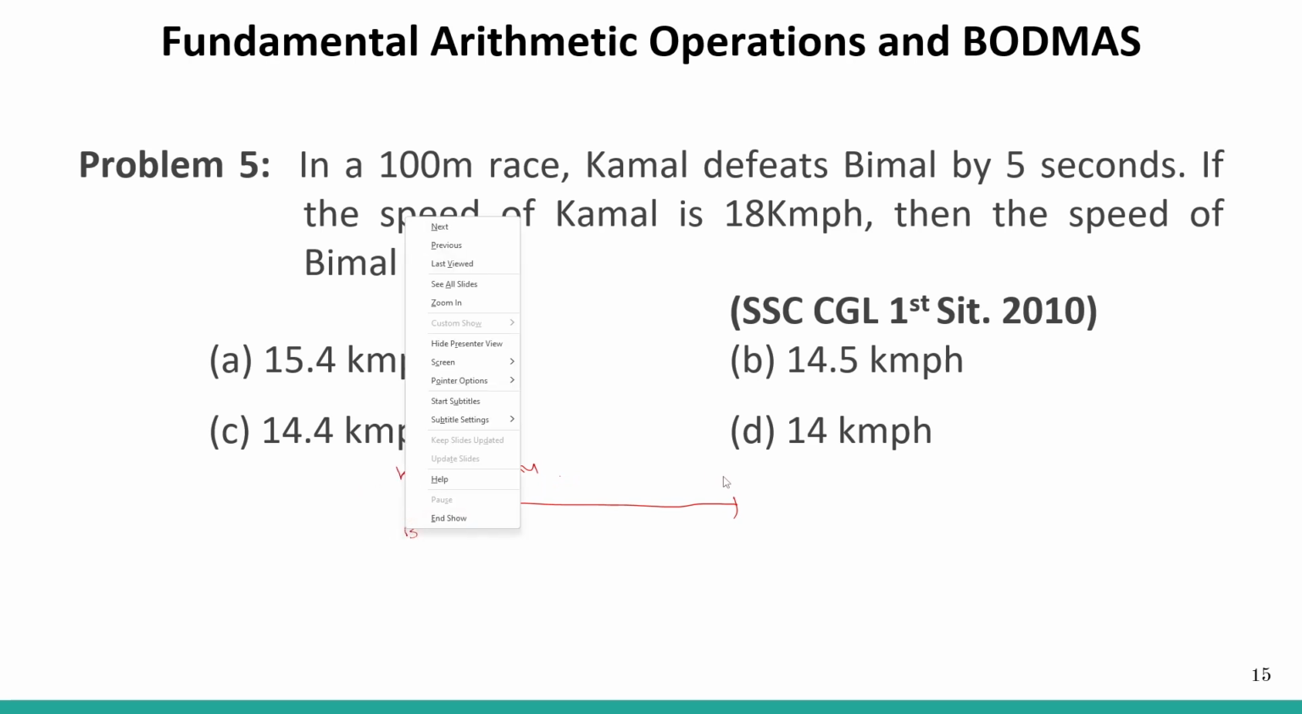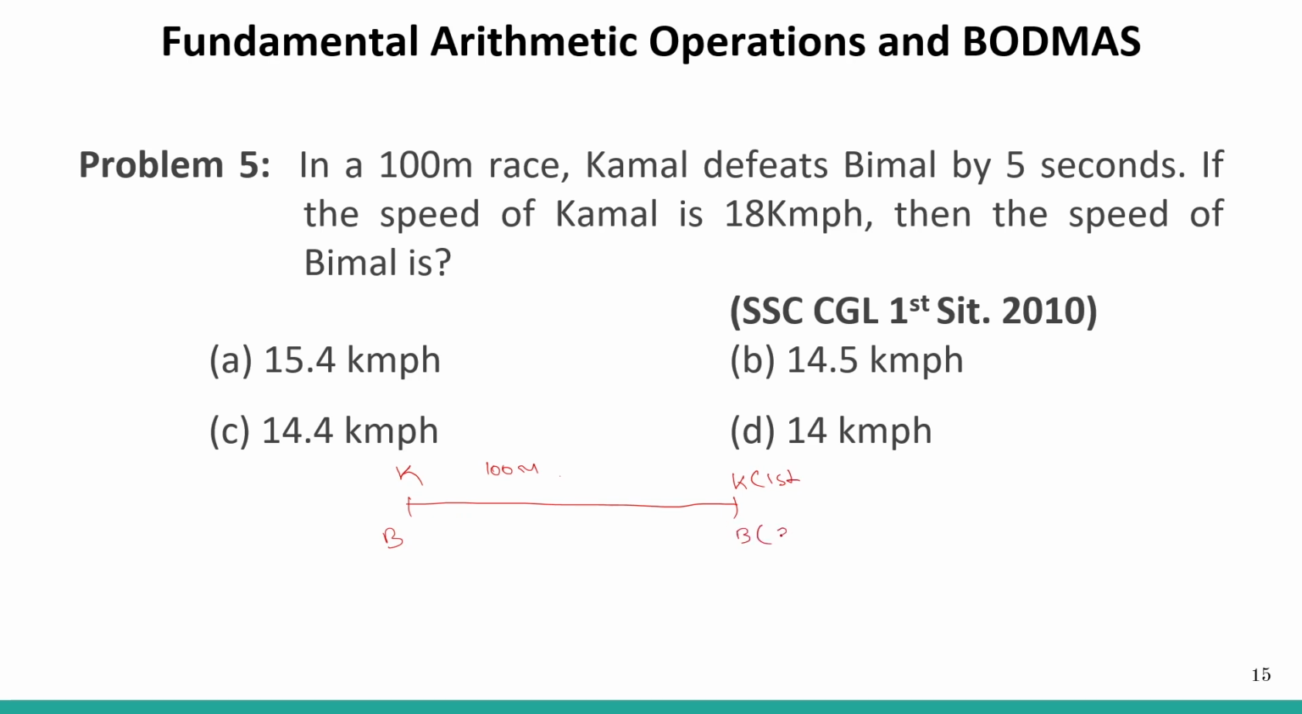After the race, Kamal was first and Bimal was second. So the speed of Kamal is 18 km per hour. Kamal's speed was 18 km per hour.